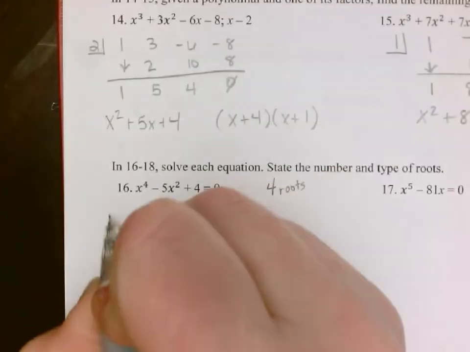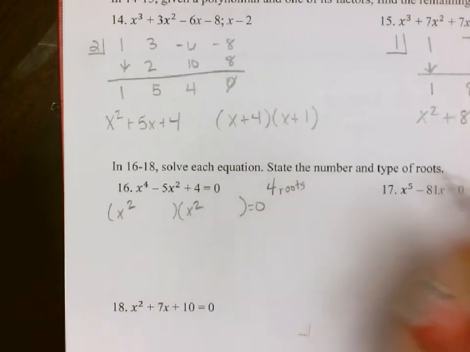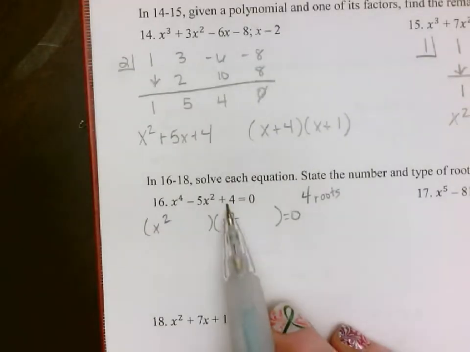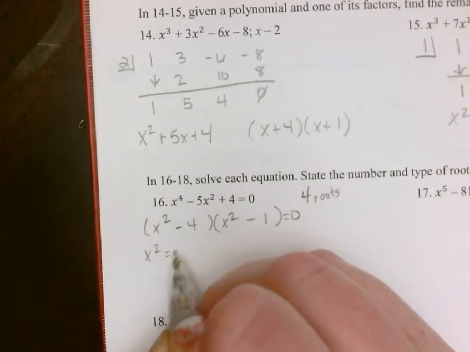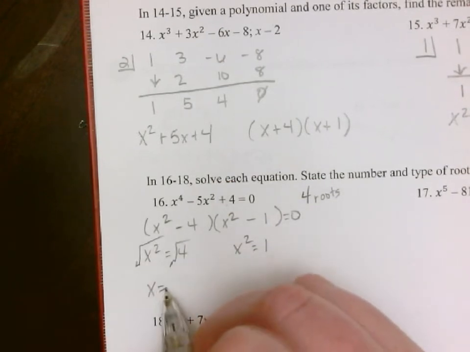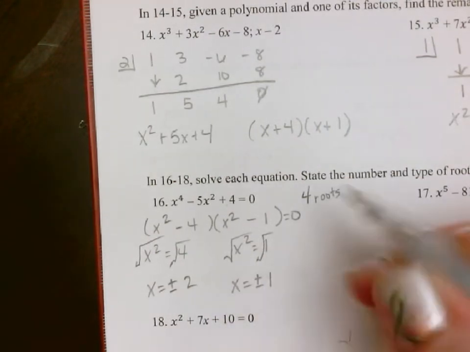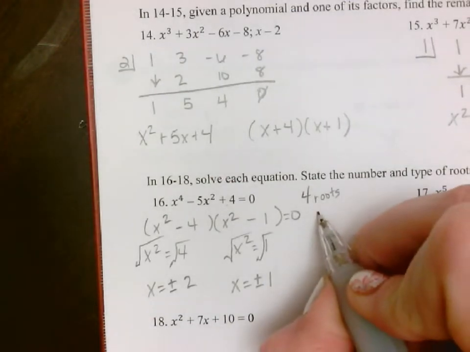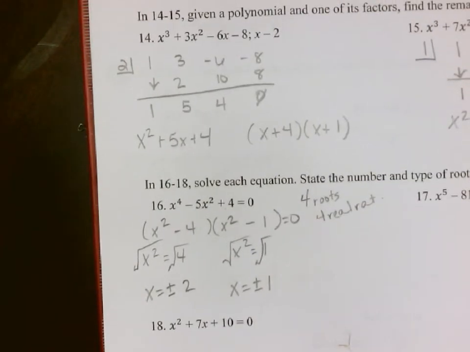So this would be x squared equals 0, if you're doing the factoring. The factors of 4 that add to be negative 5 are negative 4, negative 1. X squared equals 4. X squared equals 1. Square root both sides. X equals plus or minus 2. X equals plus or minus 1. So these are 4 real rational. So I don't have any square root answers, so that's irrational. And I don't have any imaginary, so that's not imaginary.